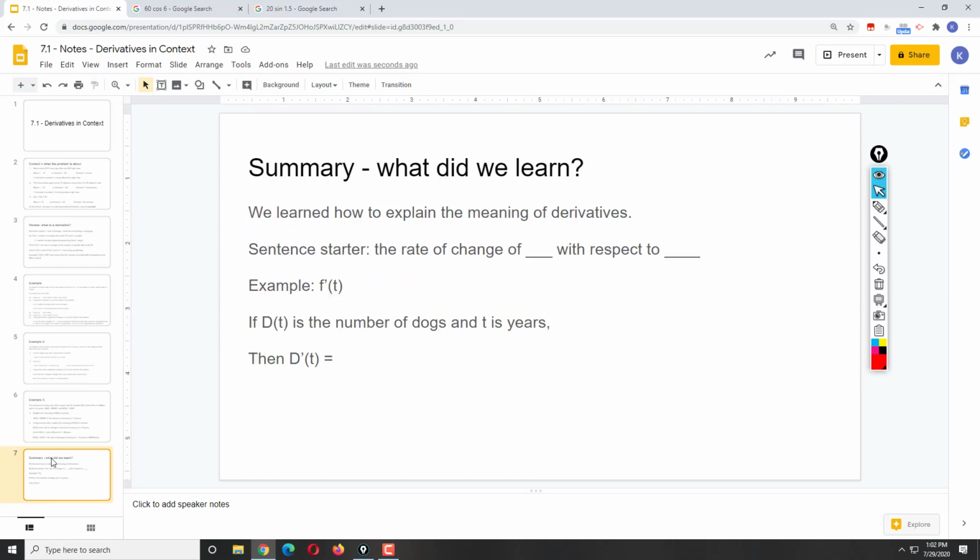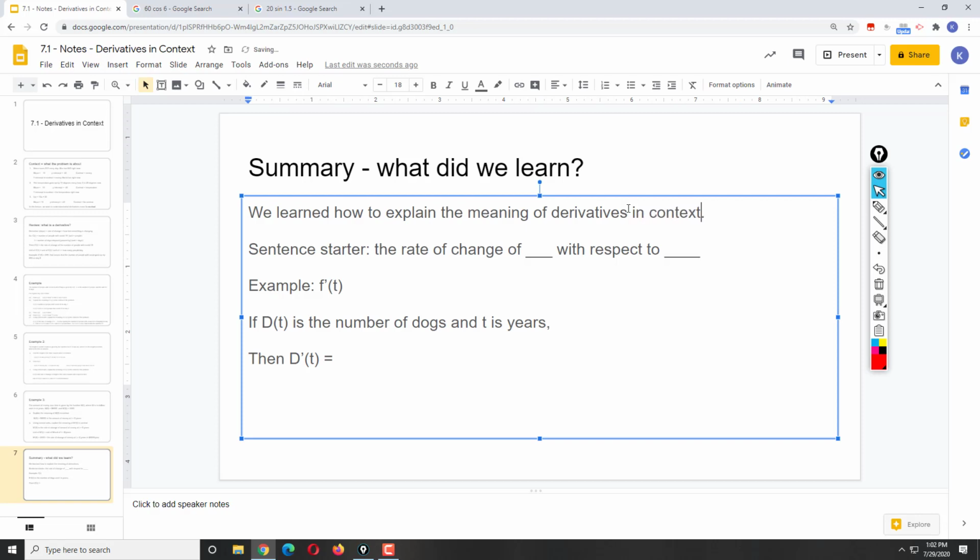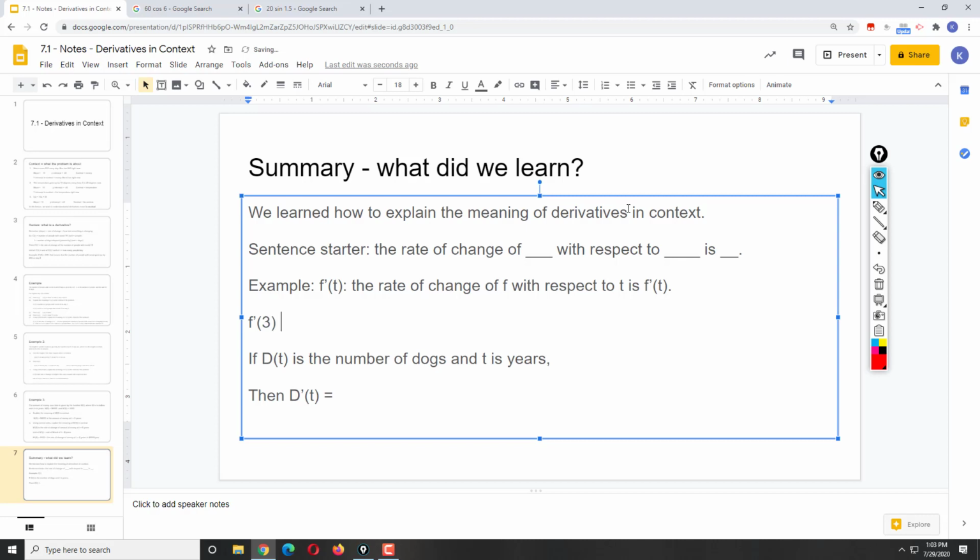Okay. So what did we learn? We learned how to explain the meaning of derivatives in context. You can use a sentence starter: the rate of change of something with respect to something is something. For example, if we have f prime of t, we can say that the rate of change of f with respect to t is f prime of t. So f prime of 3 would be the rate of change of f at t equals 3.